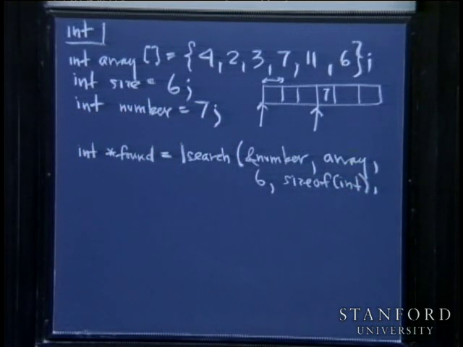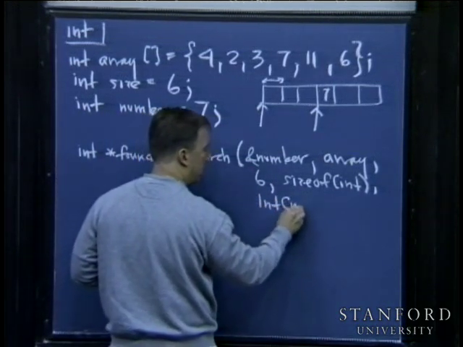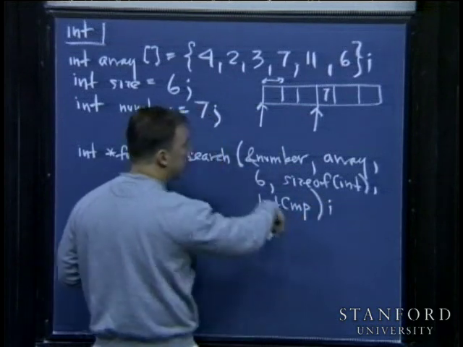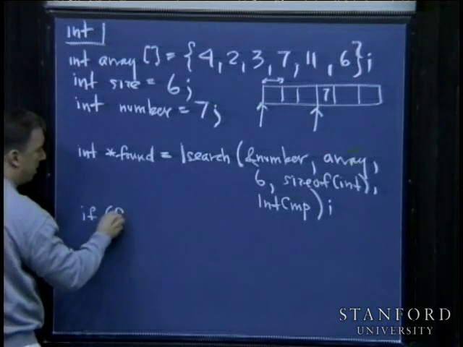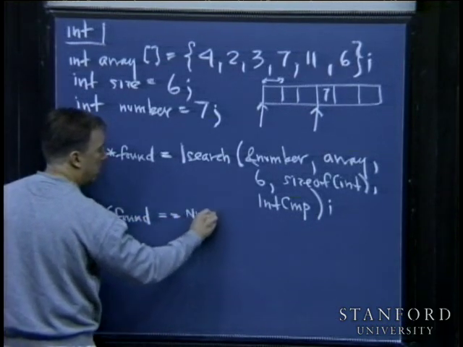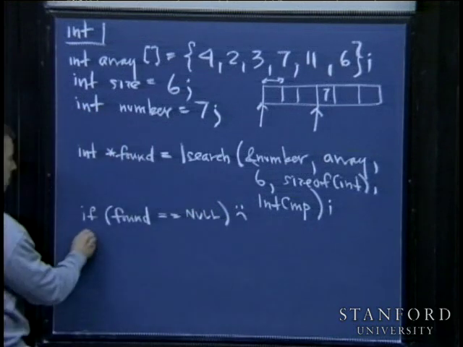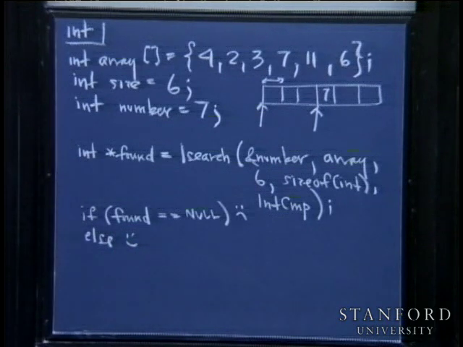Okay, and then I have to provide a comparison function. Okay, I want to write a comparison function that's dedicated to comparing integers. So I'm going to write that right now. Int compare. Now this would have to be defined as a function before I call this code right here, but I'm happy to implement it afterwards. Okay. If it's the case that found equals null, then you're sad. Otherwise, you're happy. Okay. Does that make sense to people?